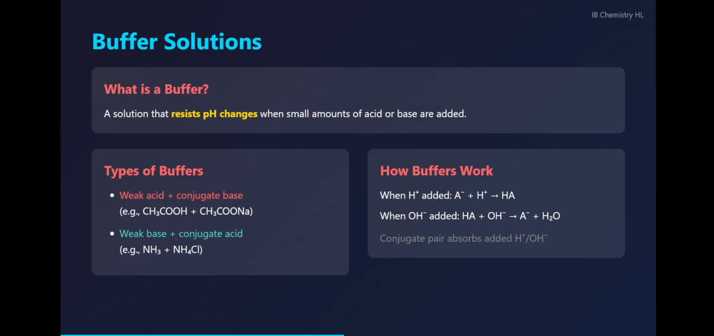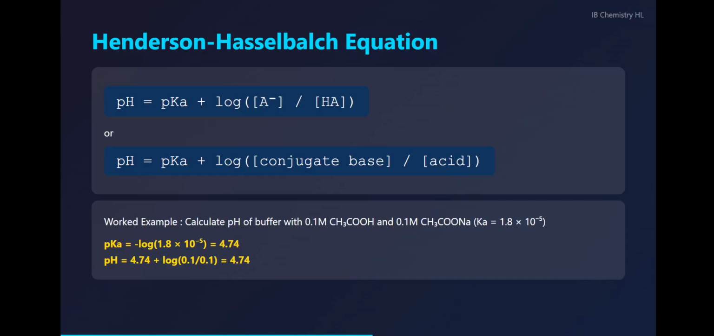A buffer solution resists changes in pH when small amounts of acid or base are added. It consists of a weak acid and its conjugate base, or a weak base and its conjugate acid. The Henderson-Hasselbalch equation allows us to calculate the pH of a buffer. pH equals pKa plus log of conjugate base concentration over acid concentration.